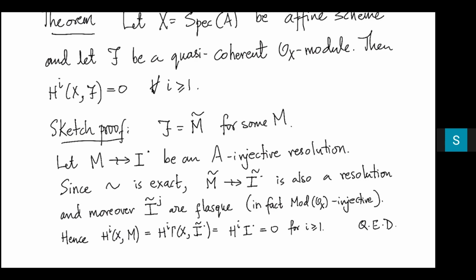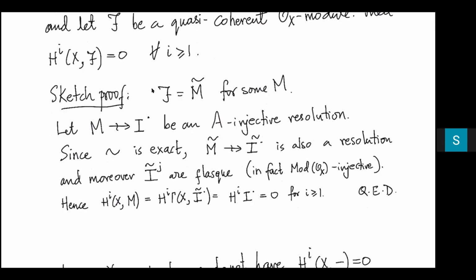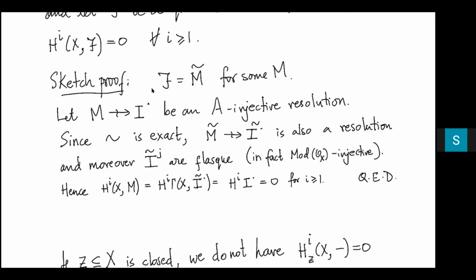And this is something that was implicit in the way I said it. So if you apply Gamma_X to I dot tilde, you just get I dot. And so you're just looking at H^i of I dot, but I dot had only one homology, M. So that also shows you that H^0 of I dot is M. That's the module corresponding to the quasi-coherent sheaf that you started with.